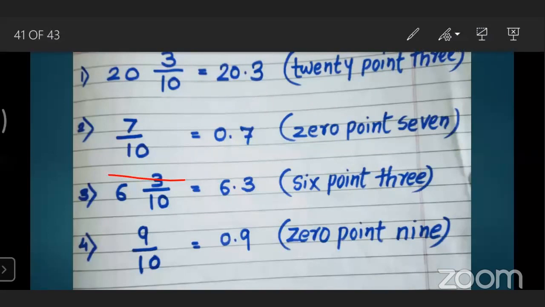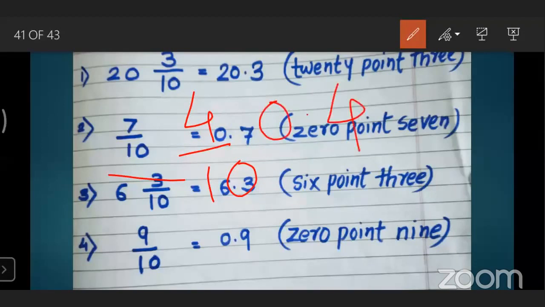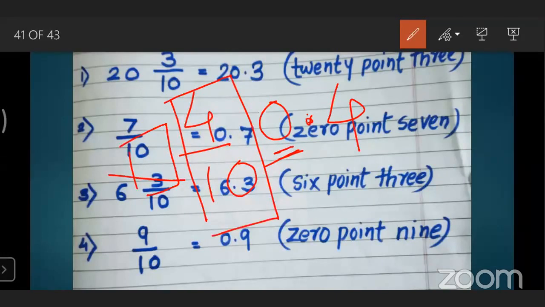4 upon 10. Can you convert this into a decimal number? 4 upon 10 means 0.4. Okay, why 0.4? Because 4 upon 10 is at the first decimal place. So put a decimal point and after that write down the number as it is. So 0.4 is the right answer, and we read that 0.4. Is it clear?